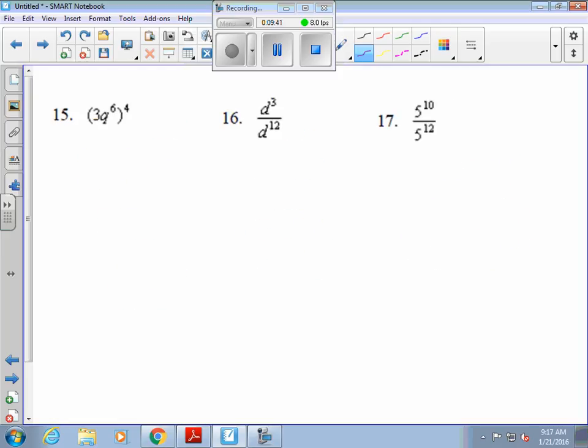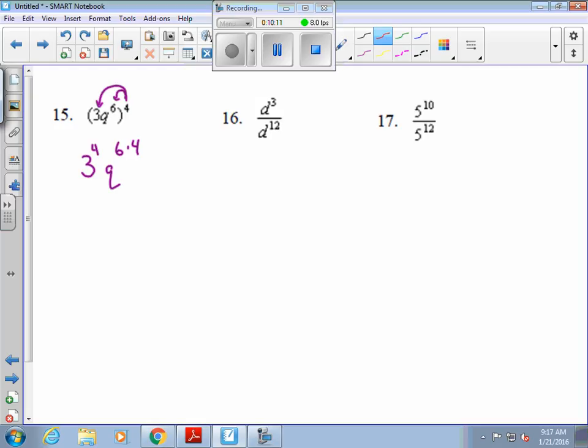Number 15 says 3q to the 6th, to the 4th. There's only one term here, 3q to the 6th, but notice there's two things. One of them is 3, the other one is q to the 6th. So you need to make sure both of them are being raised to the 4th power. Remember, anytime you raise a power to a power, you multiply exponents, unlike when you multiply bases, you add exponents. So what this gives us is 3 to the fourth power, q to the 6 times 4. Again, multiply in that case.